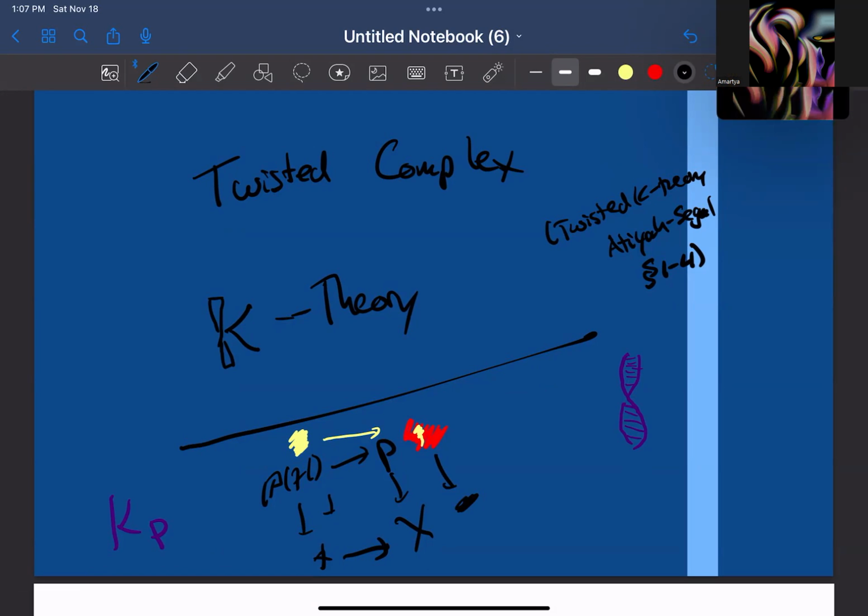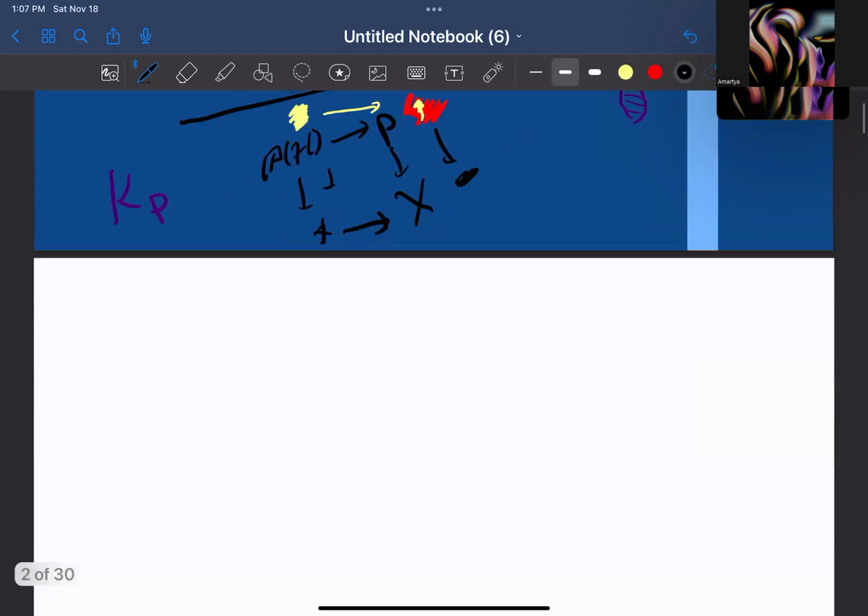All right, thank you. So today we're going to talk about twisted complex K theory. This is going to be following Atiyah-Segal's paper, Twisted K theory, the first 4 sections. Okay, so let's start with some motivation. We're going to talk a little bit about what twistings are and where they sort of come from.